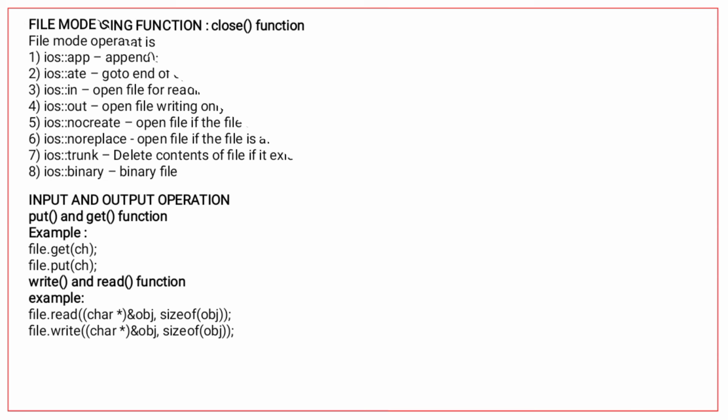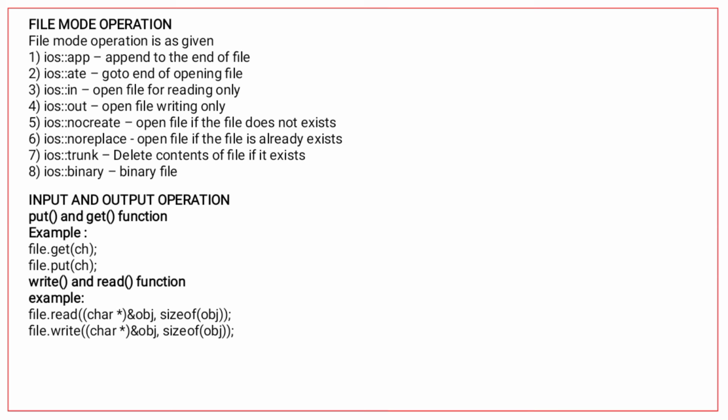Next is file mode operation. File mode operation is as follows. The first operation ios::app. Now this operation is to append to the end of file. ios::ate, this operation is to go to the end of the opened file. Third operation ios::in, this operation opens file for reading only. Fourth is ios::out, this operation opens file for writing only.